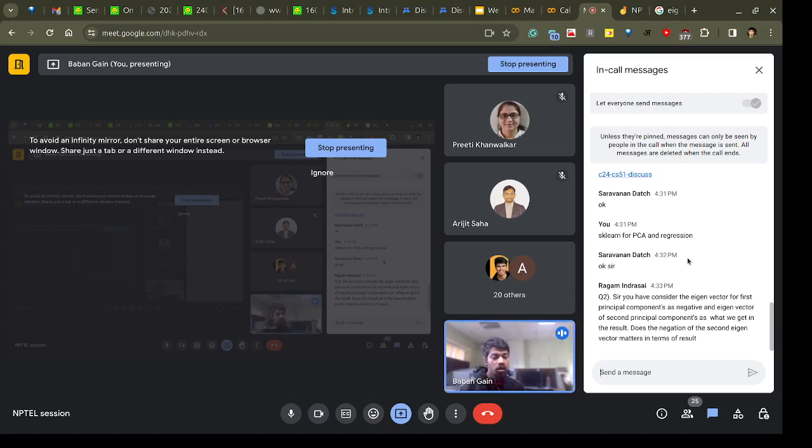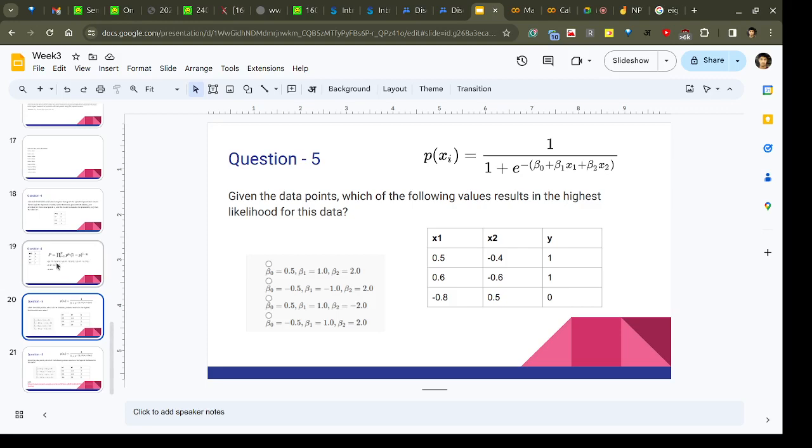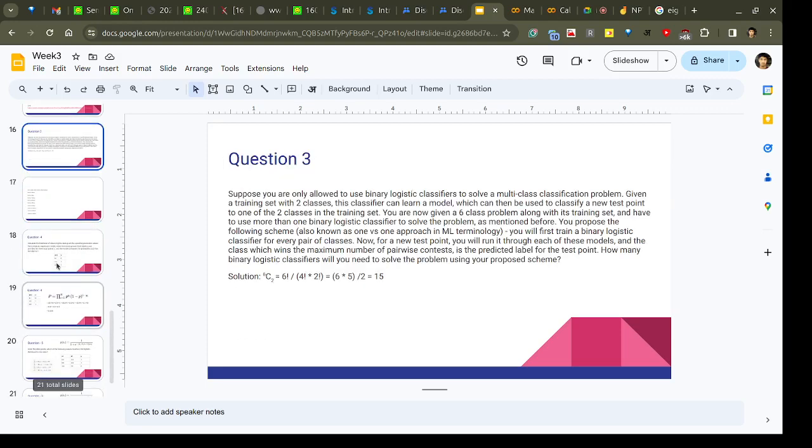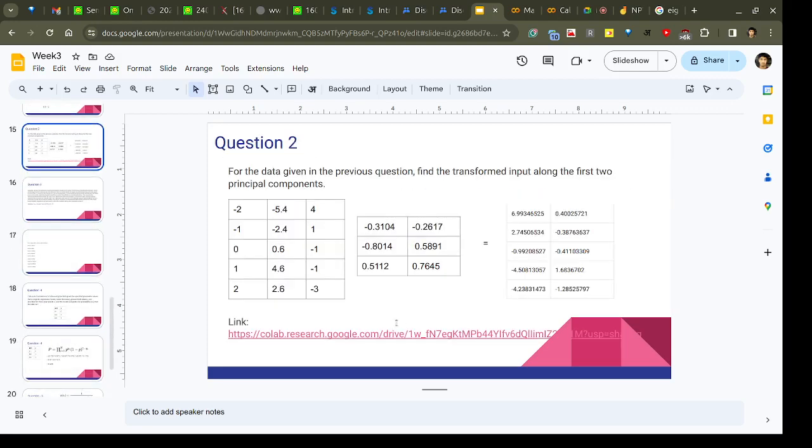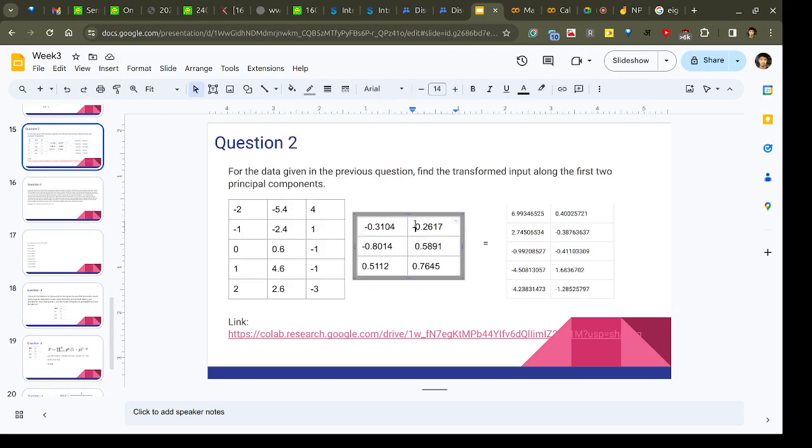You have considered the eigenvector for the first principal component as negative, and the eigenvector of the second principal component as what you get in the result. Does the negation of the second eigenvector matter in terms of result? Not really. Let me show here. In this case, I have taken the negative of the eigenvector here and the actual eigenvector here. As long as I am doing the same for all the data, it doesn't matter.